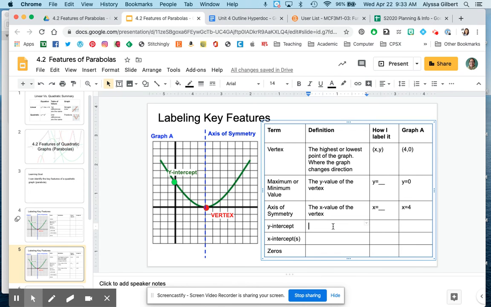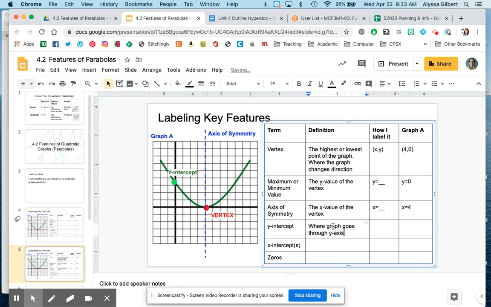Our y-intercept, well, you know this, is where your graph goes through the y-axis. And so here, this is 1, 2, 3. So it's between 3 and 4. Let's just say 3.5. It's just going to be a y value. Or it could be 0 and y, right? Because it's a point. So 0 and our y value, what did I say?